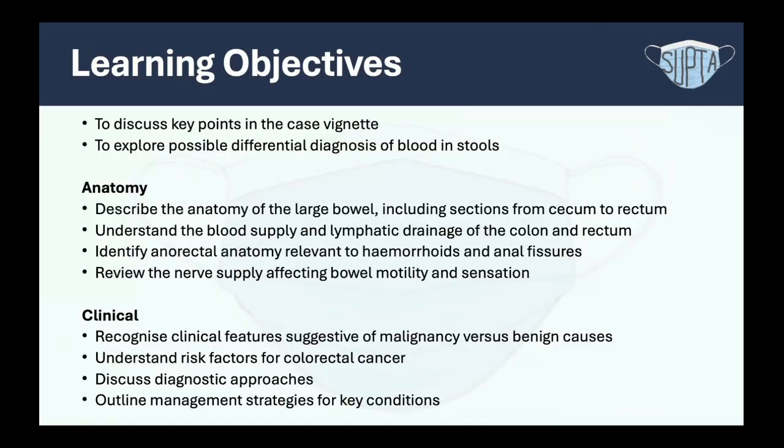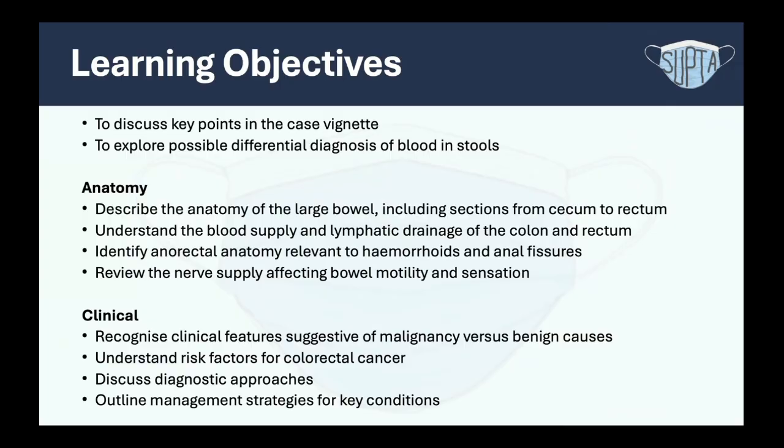We'll then focus on the anorectal anatomy that's important for understanding the pathology of common conditions such as hemorrhoids and anal fissures. And we will then briefly review the innervation of the bowel and how issues with nerve supply can lead to problems with motility and sensation. We will also look at some clinical application of this knowledge and we'll discuss some red flag symptoms and signs that should make you suspect something more serious like cancer versus something more benign.